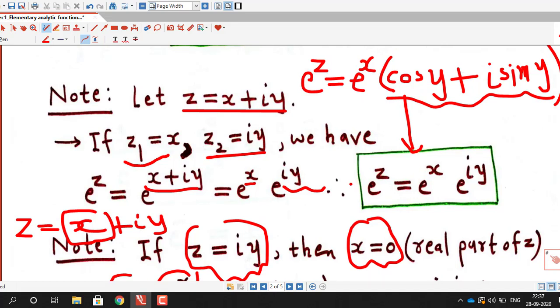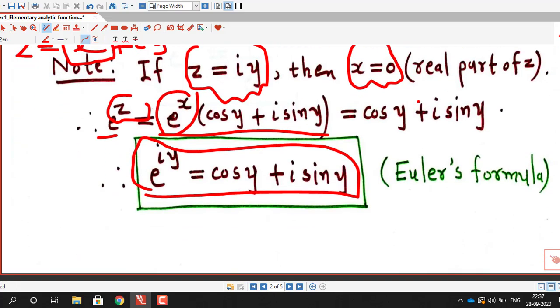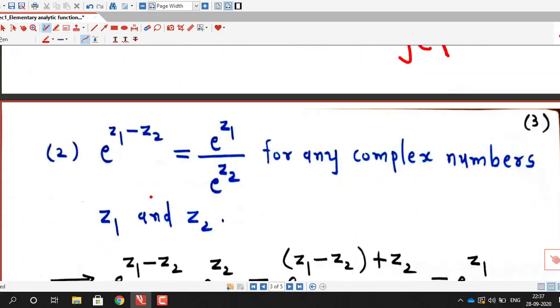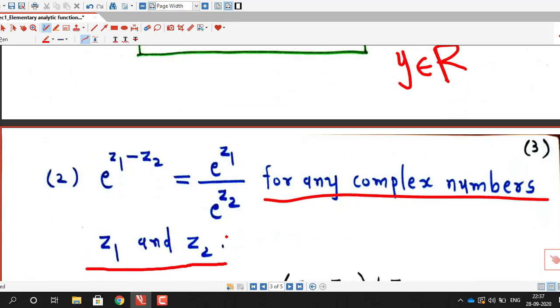Okay, this is the reason why we are able to write e raised to z equal to e raised to x into e raised to iy, because e raised to iy is cos y plus i sin y, and this is true for any real number y. Next property is e raised to z1 minus z2 equal to e raised to z1 divided by e raised to z2 for any two complex numbers z1 and z2.